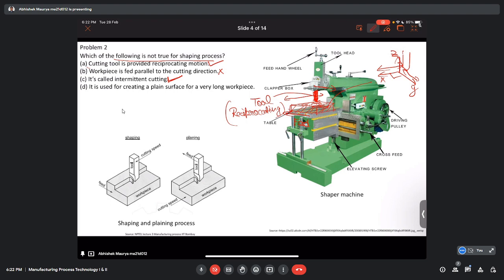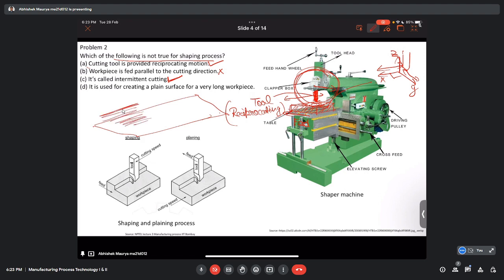So why we cannot create longer surface in the planer work, in the shaping machine which is in the workshop? Because we have very limited flexibility, or we have this big tool head, this is the tool head, it can move only a limited distance. But suppose we have a very long workpiece like this, we are not able to create a flat surface because our tool can move only this much length.